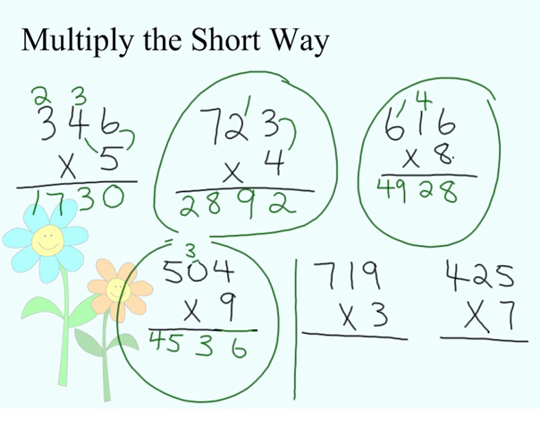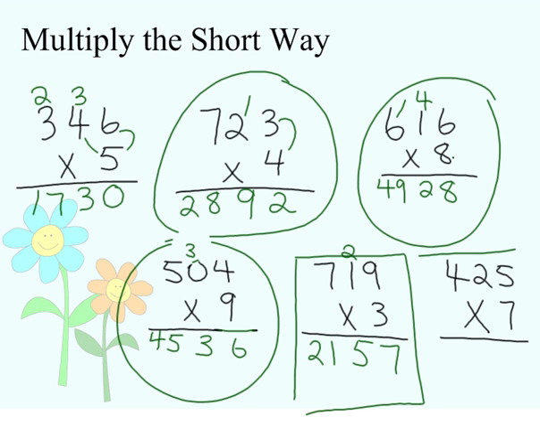Okay. Write this one down on your scrap paper. 719 times 3. Pause the recording, go off and do that. How did you make out? 9 times 3 is 27. 1 times 3 is 3, plus 2 is 5. 7 times 3, 21. The answer, 2,157. Is that what you got?